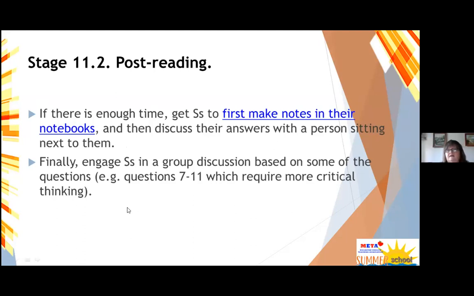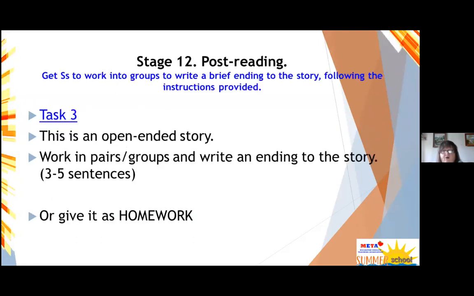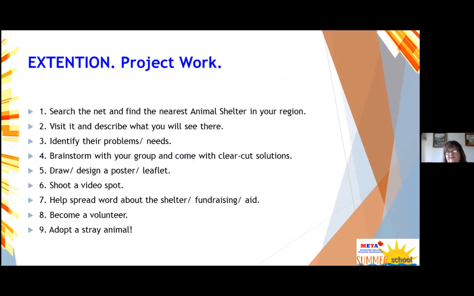Maybe. Okay, I understand that some people might say, oh, it's not the right text to use in class. My students are very young and they can be hurt, but it's up to you to decide. Now we can make it a writing activity as well, or give it as homework. As this is an open-ended story, if I have time left, I would make my students work in groups and write an ending to the story, or give it as homework. It's also not a bad idea. And when they come next time, they would share it with us.